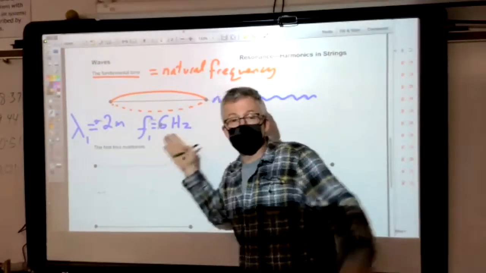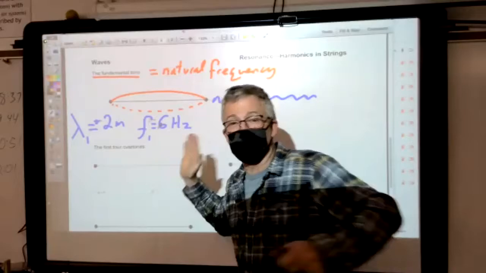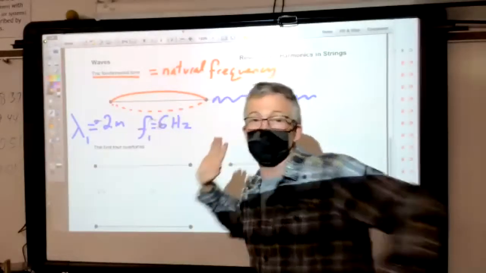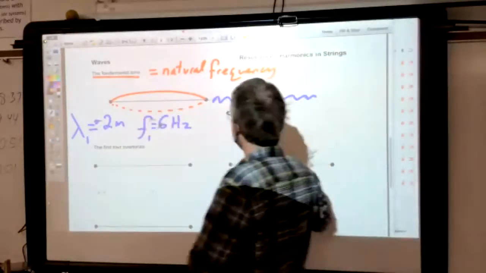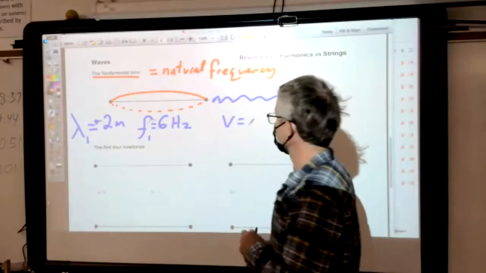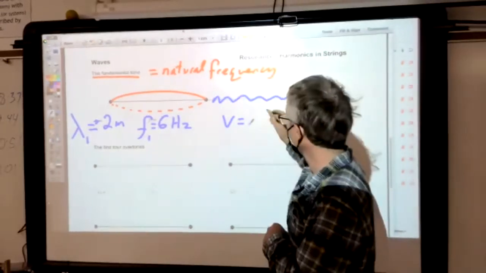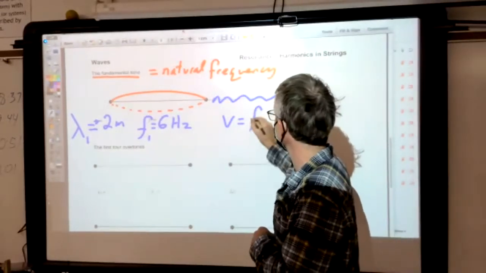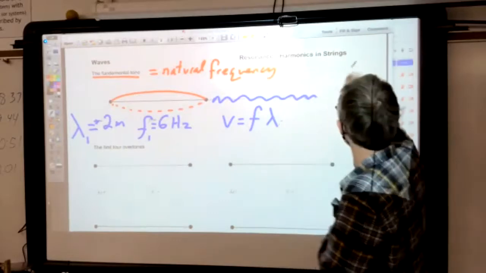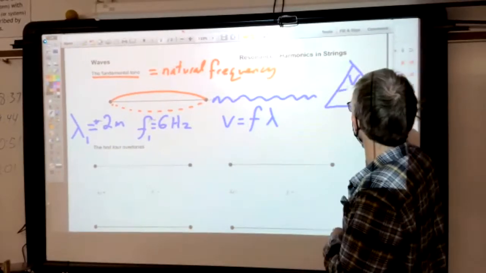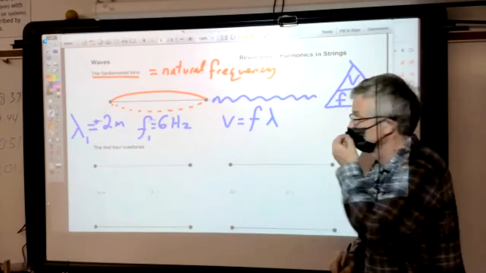Now with this, we could go ahead and measure, well, how fast? Initially, remember, a wave is actually traveling up and down the string. We could measure how fast that wave is traveling by just using our wave speed equals frequency times wavelength formula. Remember? You should have practiced that by now.